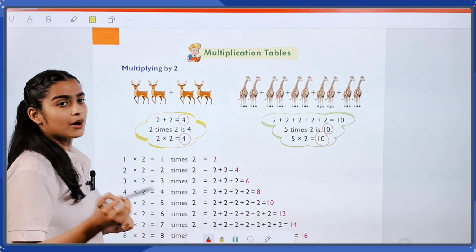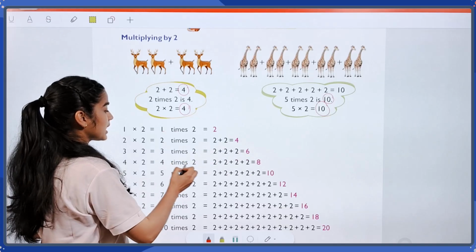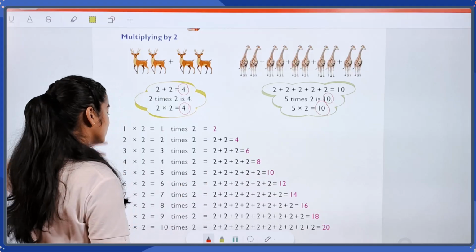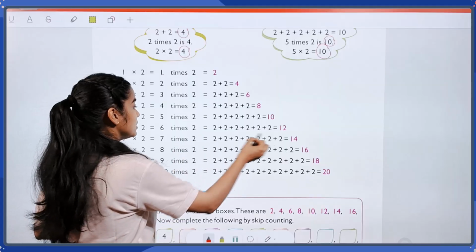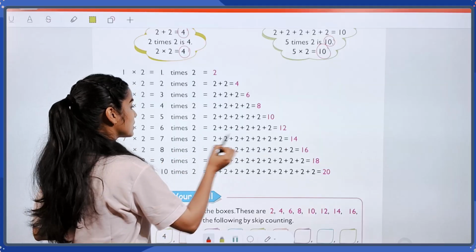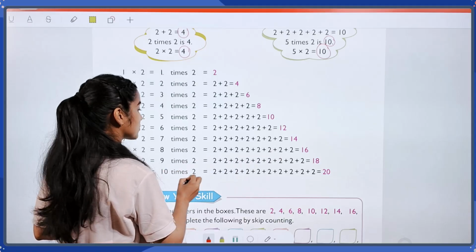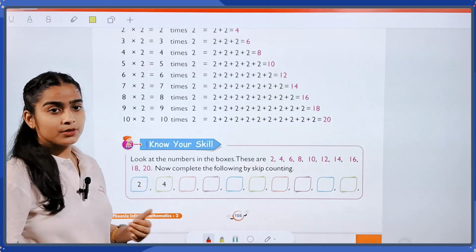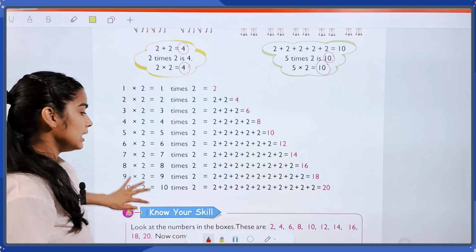All of you have to repeat after me. 3 times 2 is 6. 4 times 2 is 8. 5 times 2 is 10. 6 times 2 is 12. 7 times 2 is 14. 8 times 2 are 16. 9 times 2 are 18. 10 times 2 are 20. In the same way, you can repeat after me. So this table will get remembered and you will learn this.